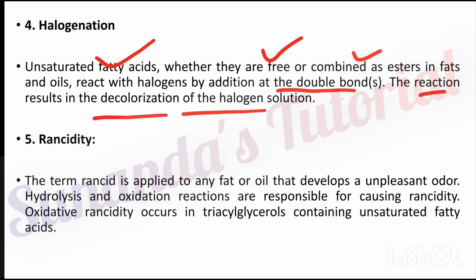Do you know what halogens are? Halogens are a group of non-metallic elements present in group 17 of the periodic table. Examples: fluorine, chlorine, bromine, iodine, etc.